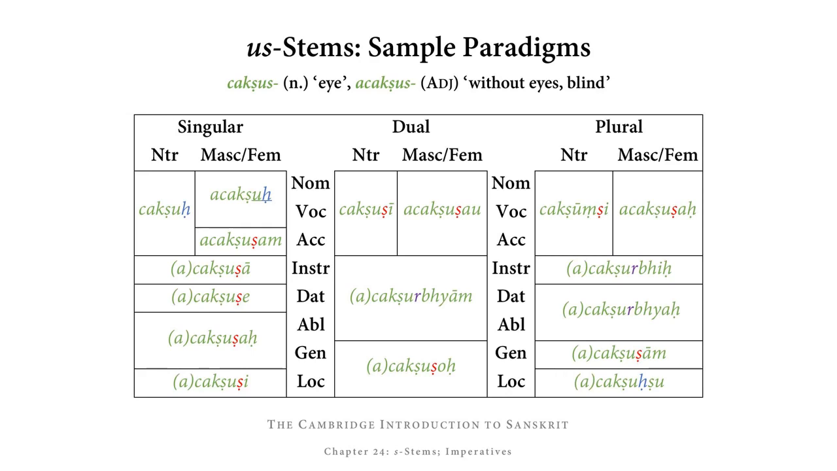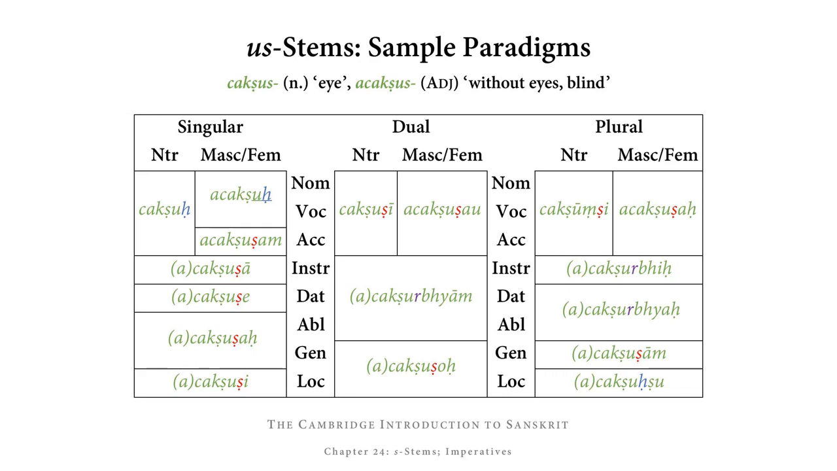In the instrumental, dative, ablative, genitive, locative, we again have endings that begin with or are vowels, and in front of these vowels, us changes into uṣ through the ruki rule, and so we get cakṣuṣā, cakṣuṣe, cakṣuṣaḥ, cakṣuṣaḥ, cakṣuṣi. In the dual, nominative, vocative, accusative, we again get the ending ī, and again in front of an ending that begins with a vowel or that is a vowel, us changes into uṣ, and so we get cakṣuṣī.